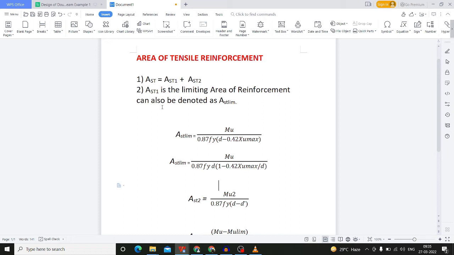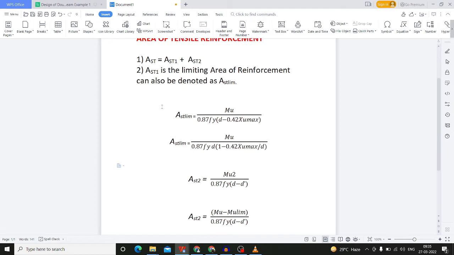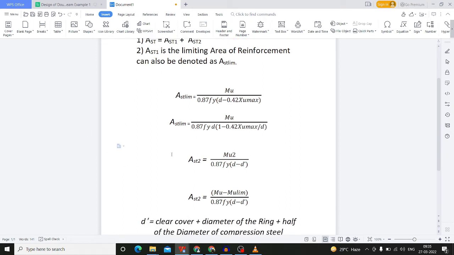Balanced section is called as limiting section in case of limit state method, and it is also called as AST-LIM. Okay, so AST-LIM formula is given here, AST2 formula is given here. We are required to insert this formula in our Excel sheet. You see that we have rearranged the formula in the denominator. We have taken a D out of the bracket, and this is the formula that we are getting. We are required to insert this formula in our Excel sheet.